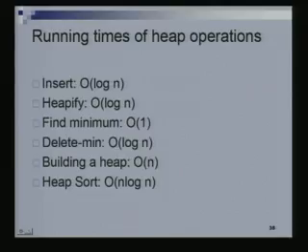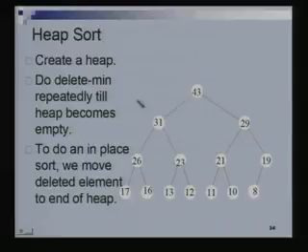So, let us quickly summarize the running times of the various heap operations that we have seen so far. Today, the last thing we saw was heap sort, which takes a total time of order n log n. Why did it take a time of n log n? This was because it was a two-step process. First we created a heap, this took only order n time, and then we did delete min repeatedly till the heap becomes empty, right.